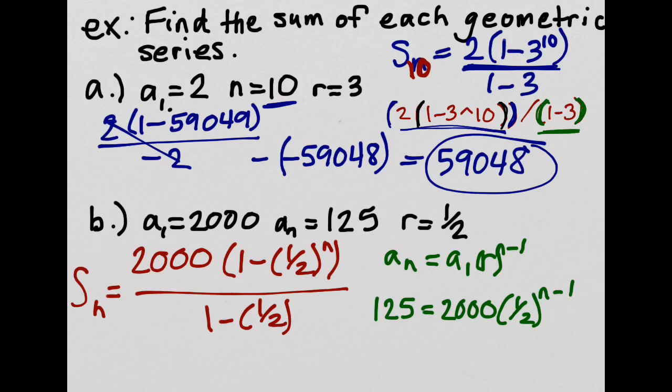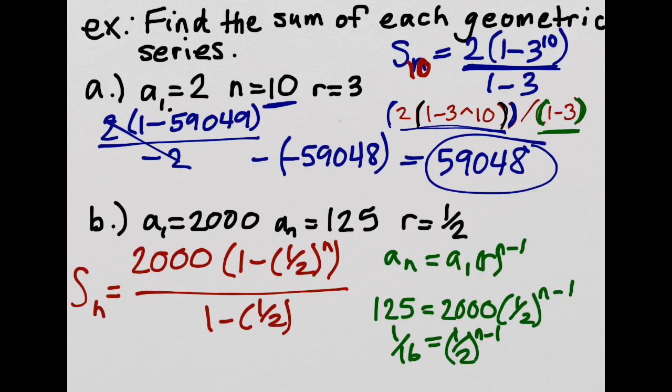Okay, so if we divide both sides by 2,000, let's see, 125 divided by 2,000, and let's turn that into a fraction. Okay, that's 1/16. So 1/16 is equal to 1/2 raised to the n minus 1.